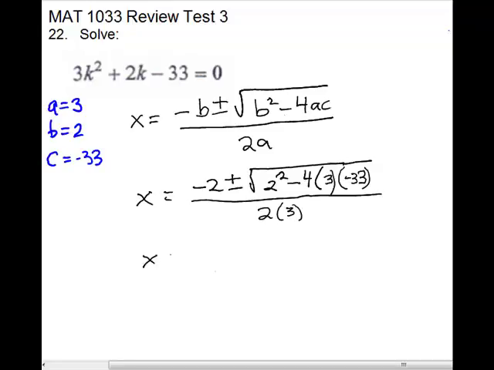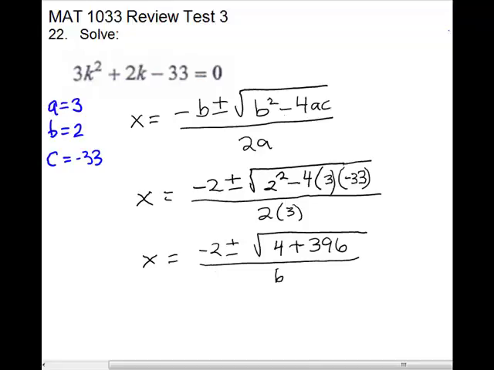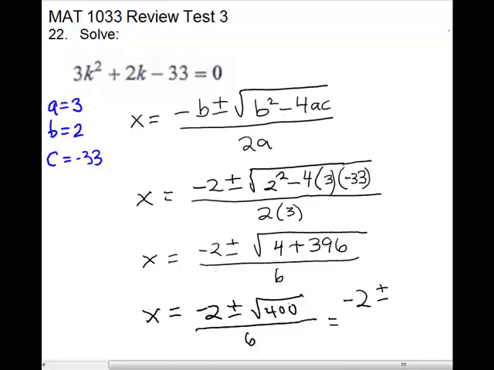Then we will simplify. So x equals negative 2 plus or minus 2 squared is 4, and here we have 4 times 3 is 12, and 12 times 33 gives us 396. The two negatives give us a positive 396 all over 6. And we'll keep simplifying, and this gives us negative 2 plus or minus a square root of 400, which is a perfect square, over 6. So this is negative 2 plus or minus square root of 400 is 20 over 6.